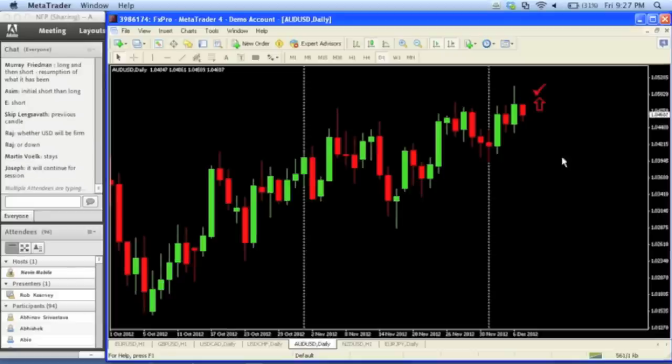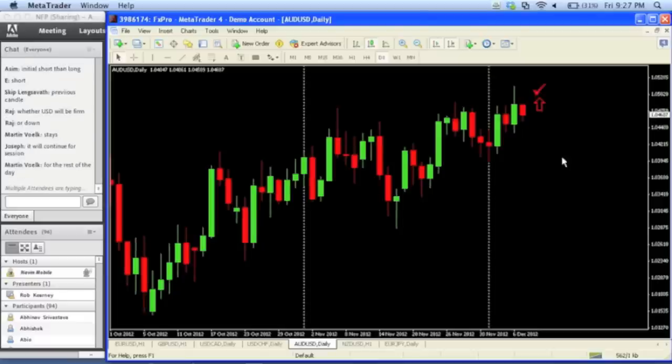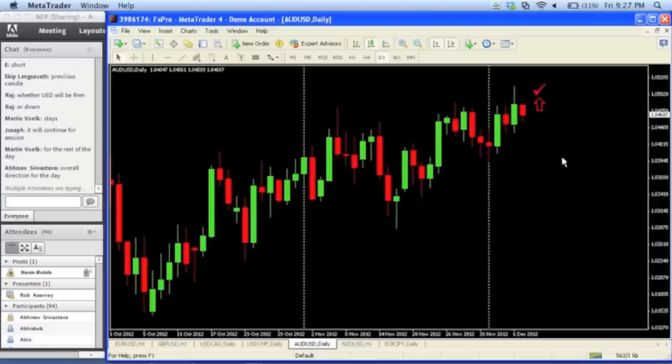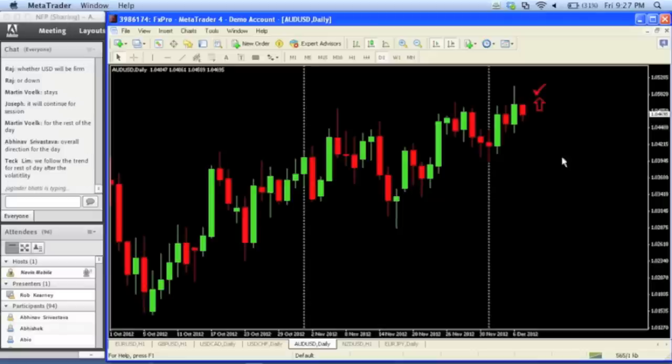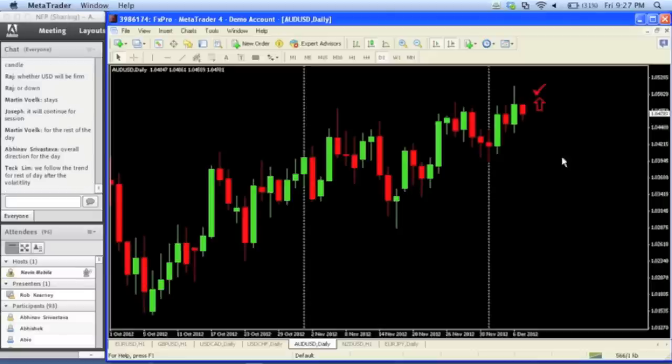Okay, states it will continue for the session. Yes, Joseph, that is correct. And Martin, that is also correct. What happens is once the NFP settles down, that is your direction for the rest of the day. It takes approximately 45 minutes, maybe into an hour, for the NFP to settle, because a lot of the gamblers come in and they trade. They might even come in a little bit later to see, maybe I'm going to get in on it. And then they settle. Once the market settles down, it picks a direction 95% of the time, and it picks that direction for the rest of the day.